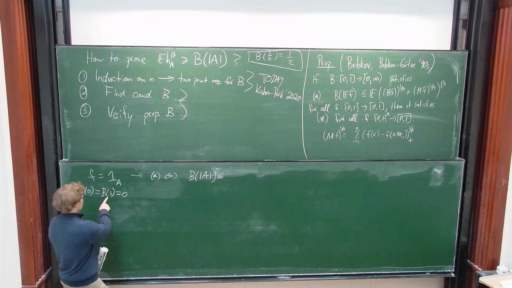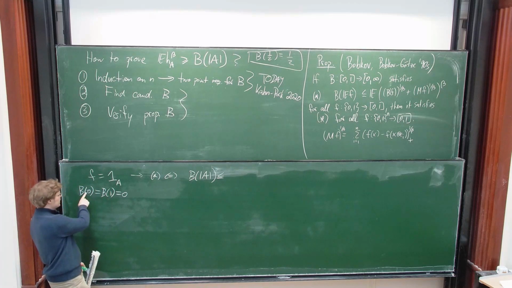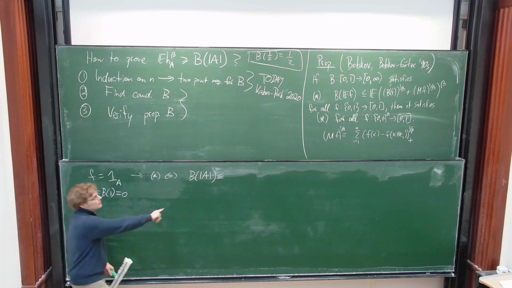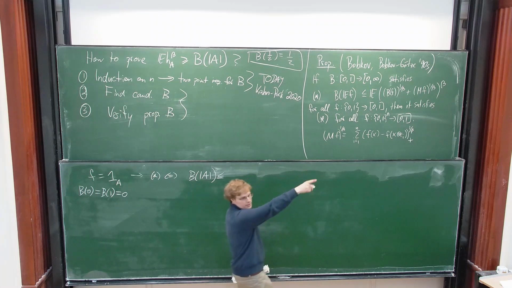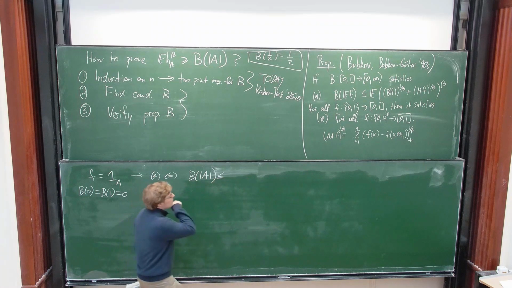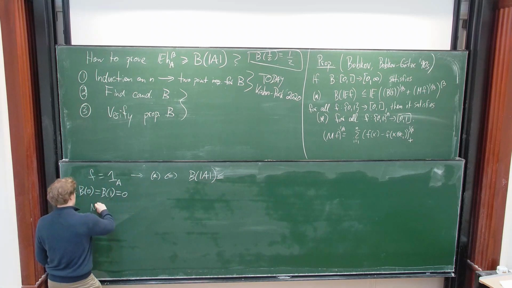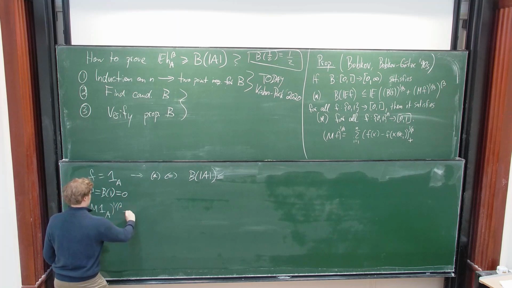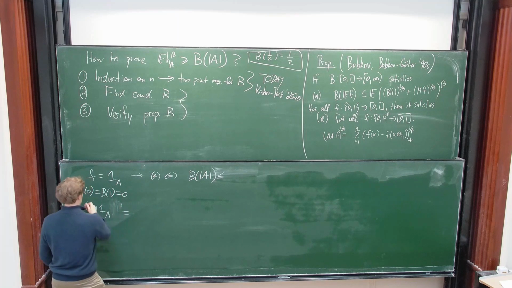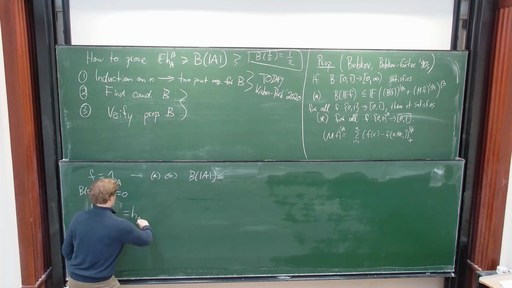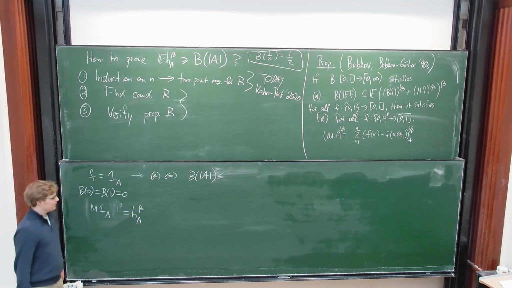And now if I plug in the indicator function, it only takes values 0 and 1, right? So this b of f to the power will just disappear, and I'm only left with m. And it turns out that m of the indicator function to the 1 over beta, let me just not write this power, is exactly h A to the beta.